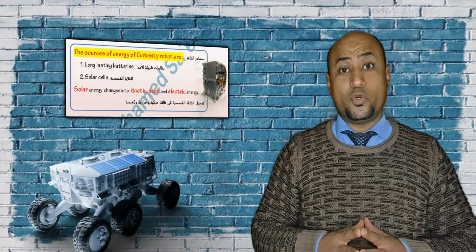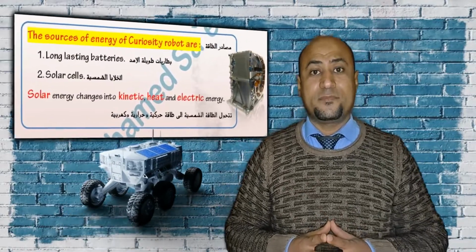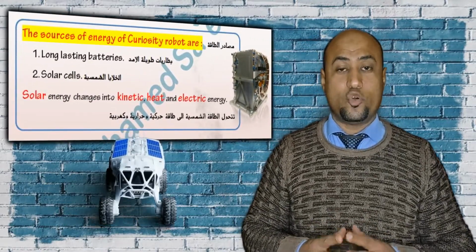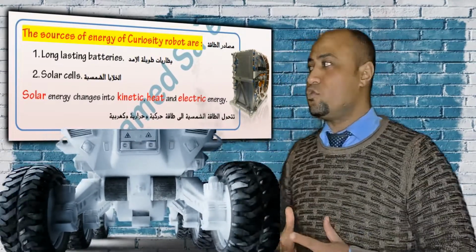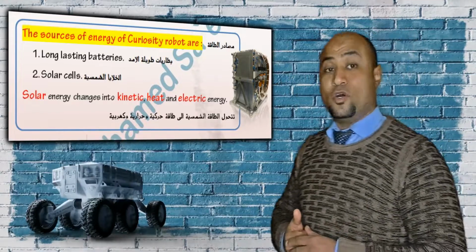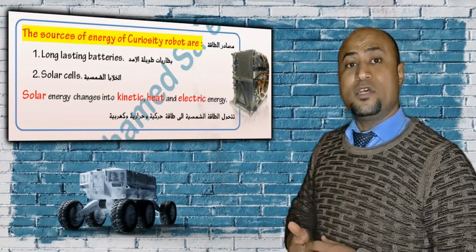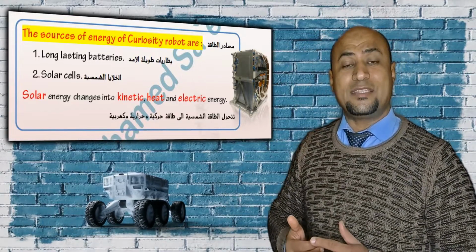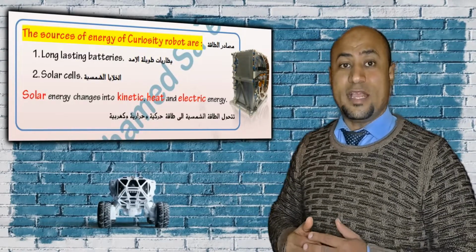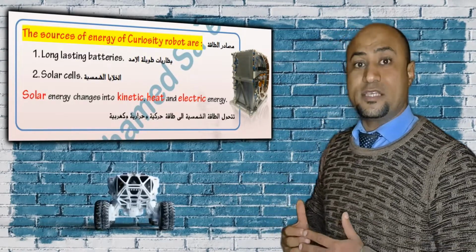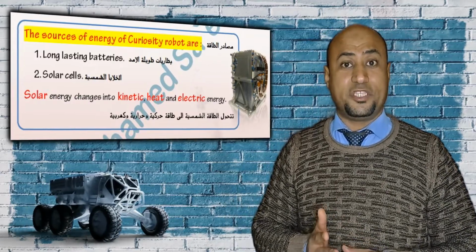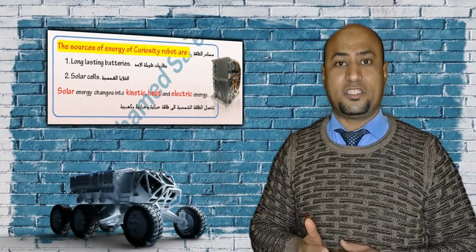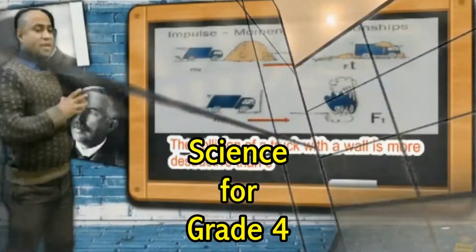It's difficult to obtain electric energy on Mars's surface to operate Curiosity Robot. So we have two methods to obtain electric energy on Mars's surface. The first one, using long-lasting batteries. The next one is solar cells. As solar energy can be changed into kinetic energy, heat energy, electric energy, and so on.